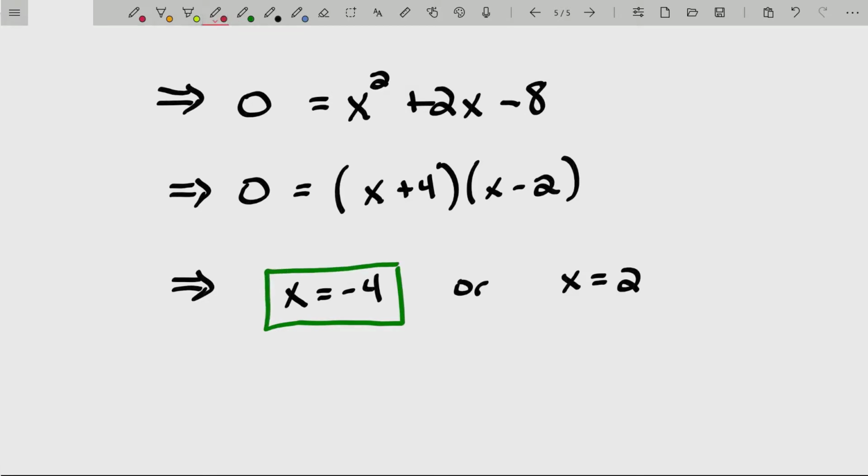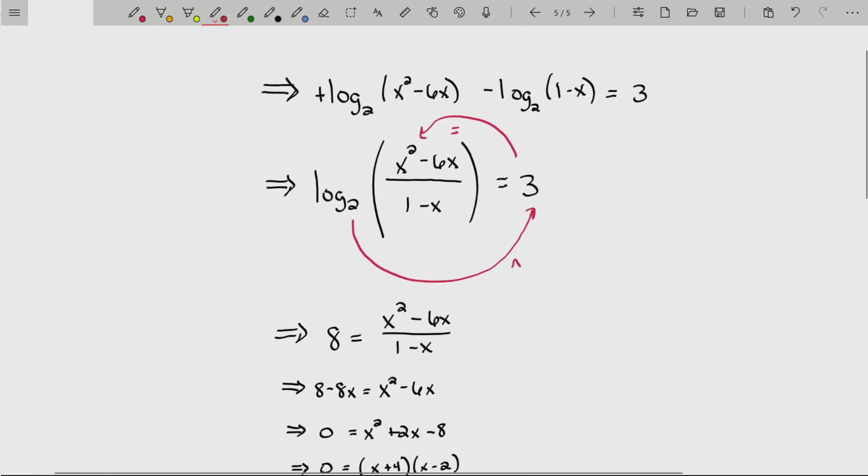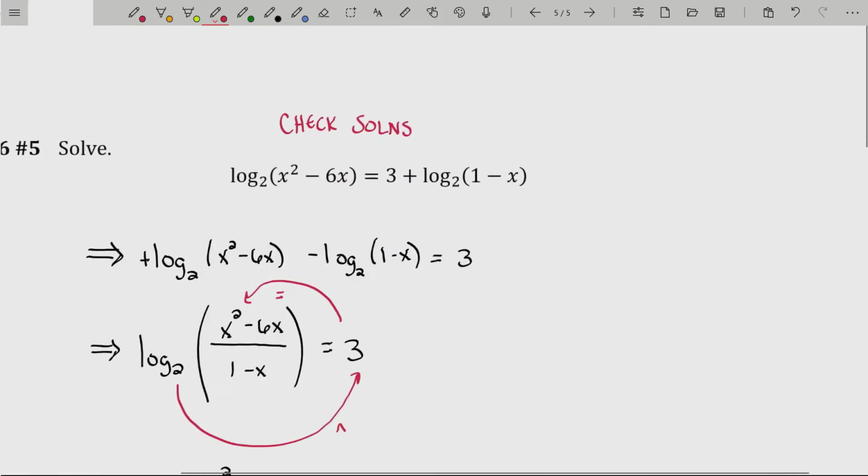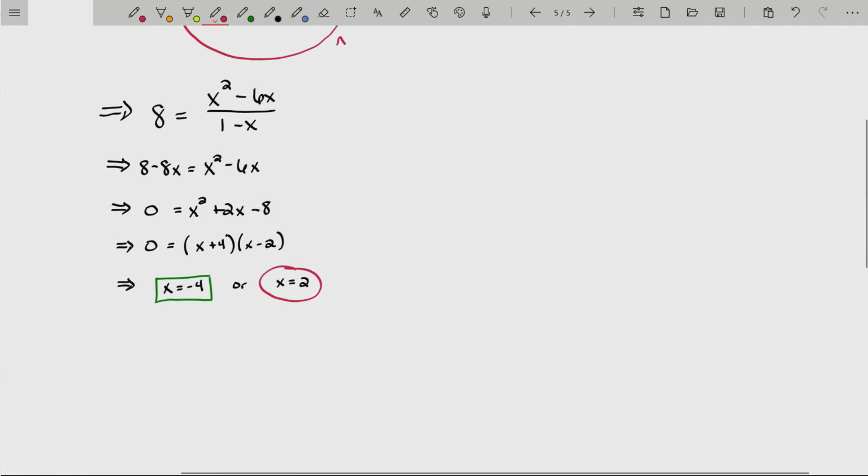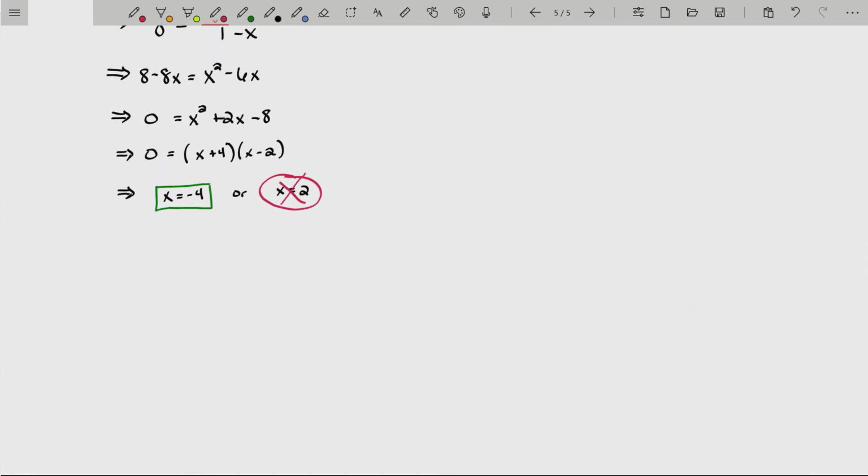Now we're going to try the positive 2. And positive 2, actually, I know is not going to work, because if you plug 2 here, you'll have the log base 2 of 1 minus 2, or negative 1. And immediately, I know I can throw out that solution. So I'll just cross this out. It's extraneous, and we are done with that problem.